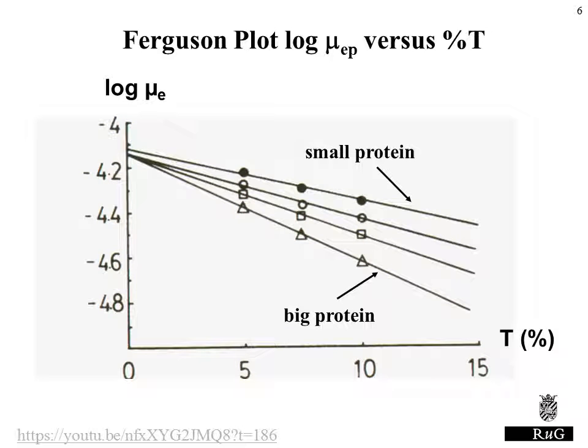Ferguson looked at the relationship between the logarithm of the electrophoretic mobility on the y-axis and the percentage T, which is composed of the percentages of acrylamide and bisacrylamide. Please look at the reader for the formula for T. A small protein migrates fast. Remember, we are talking about the negative logarithm here, minus 4.2 for example. So it's on the top.